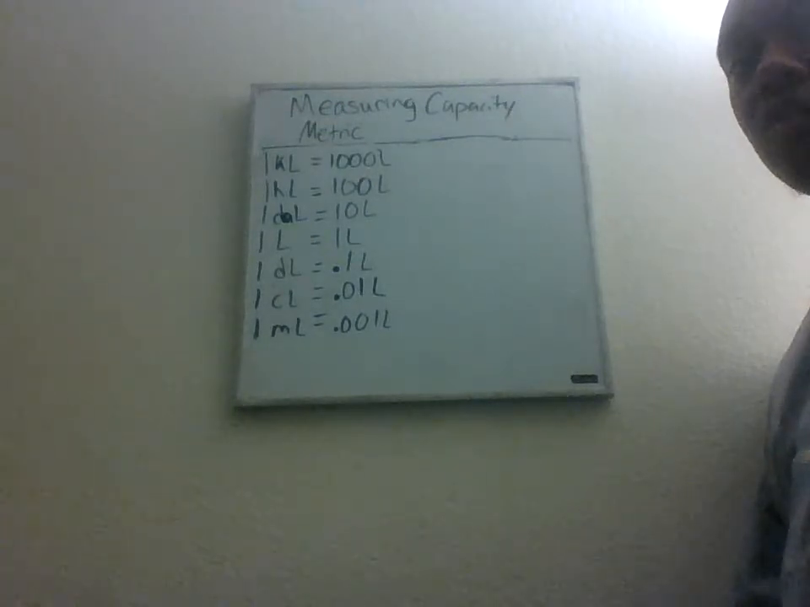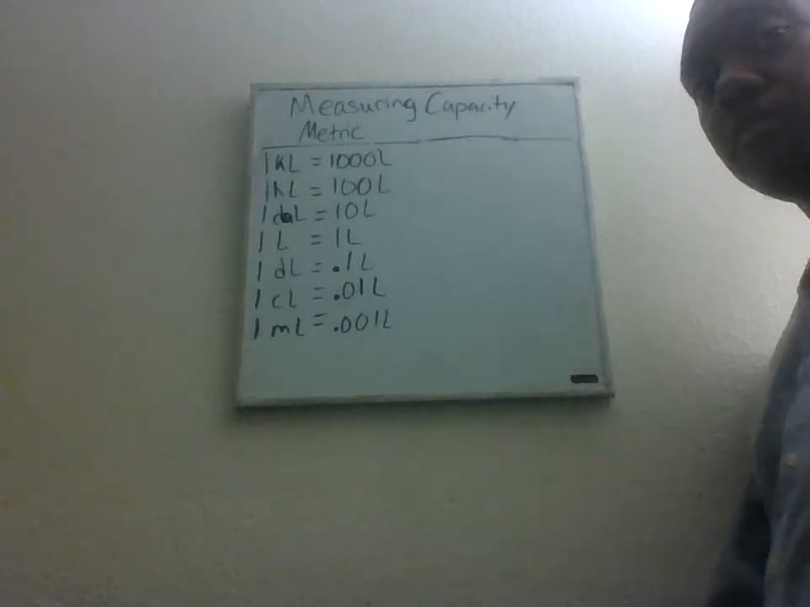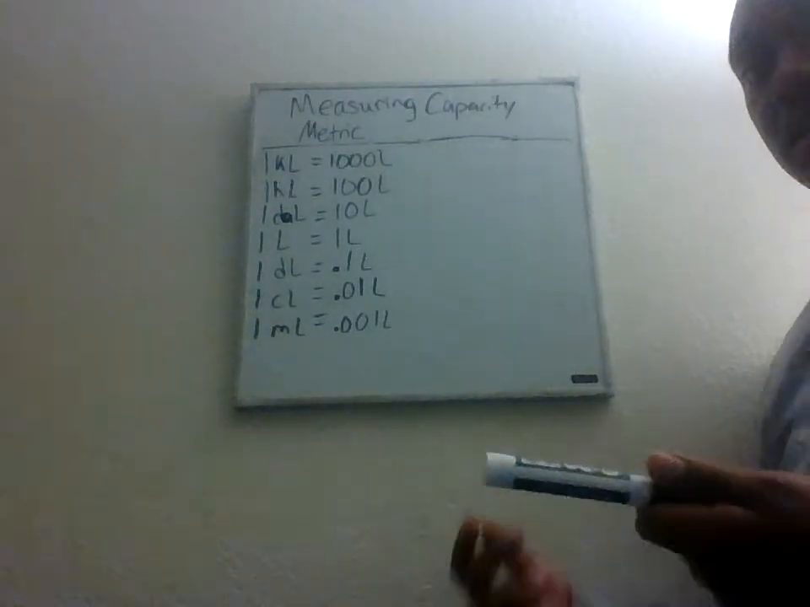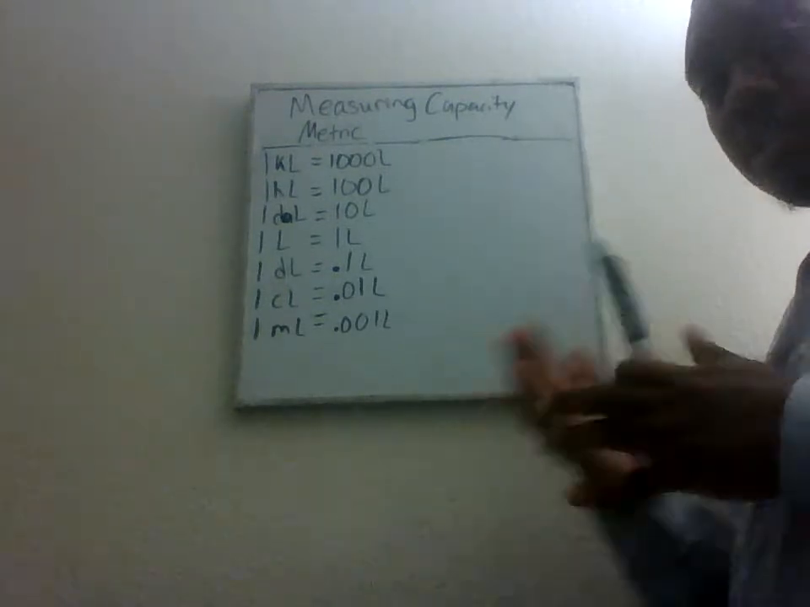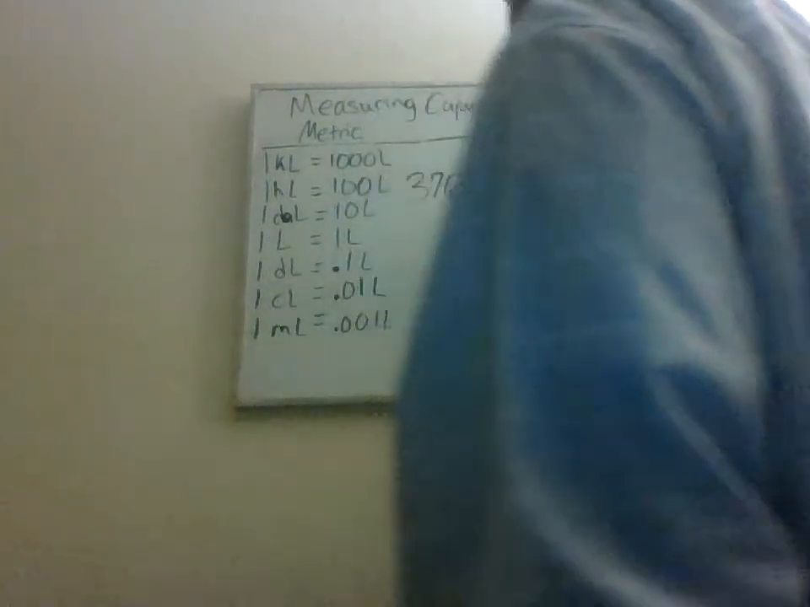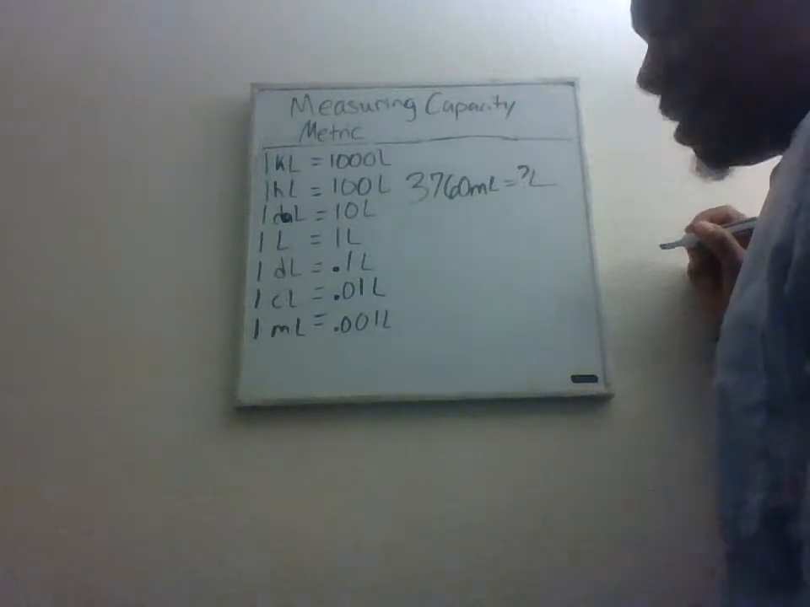1 milliliter is equal to 1/1,000th of a liter. That's right, 1/1,000th of a liter. In other words, 1,000 milliliters will equal one whole liter. Okay, cool. So that's actually the most common thing that people convert with, milliliters and liters, whenever they're doing it. So let's do an example with that. So let's say we have 3,760 milliliters, and we want to know how many liters that is. 3,760 milliliters, how many liters is that?